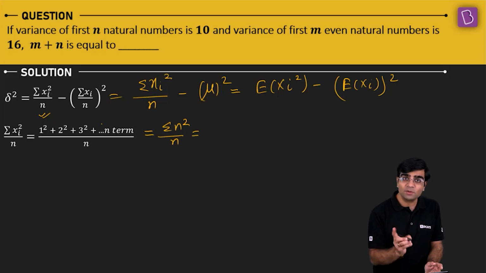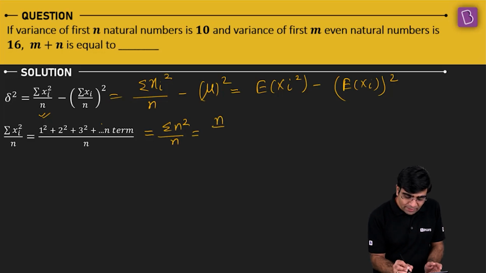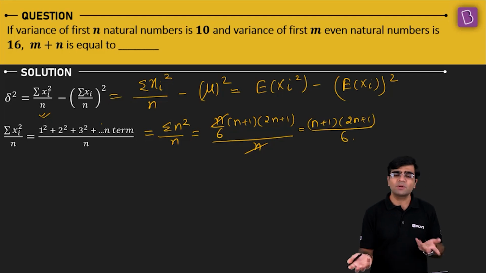Sigma n square formula from sequence and series, you remember, is n by 6, n plus 1 into 2n plus 1, divided by n. So this n got cancelled. I'm left with n plus 1 into 2n plus 1 by 6. Perfect. Okay, that's what it is.